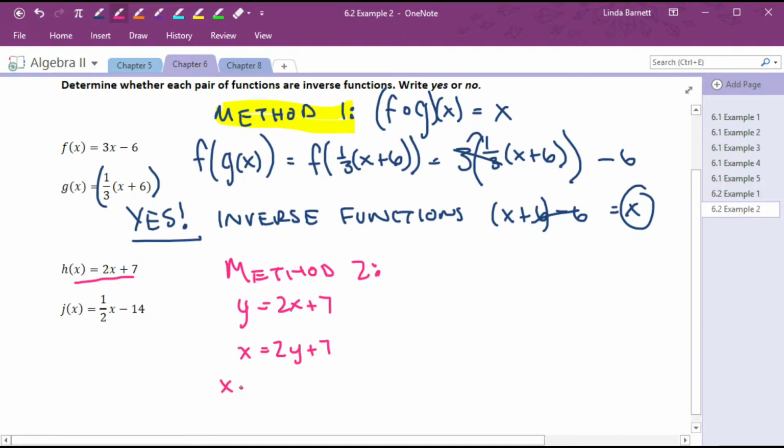Subtract 7. X minus 7 is equal to 2y. And divide by 2. So y is equal to 1/2 x minus 7 divided by 2. Are these two things the same? No, they're not. So these are not inverse functions. Not inverses.